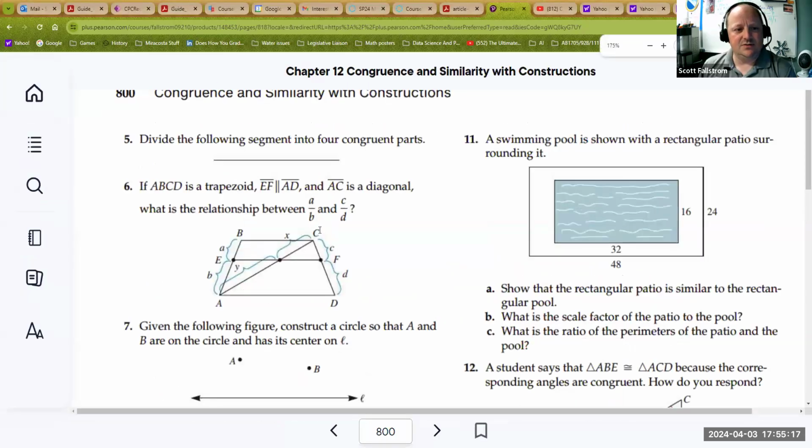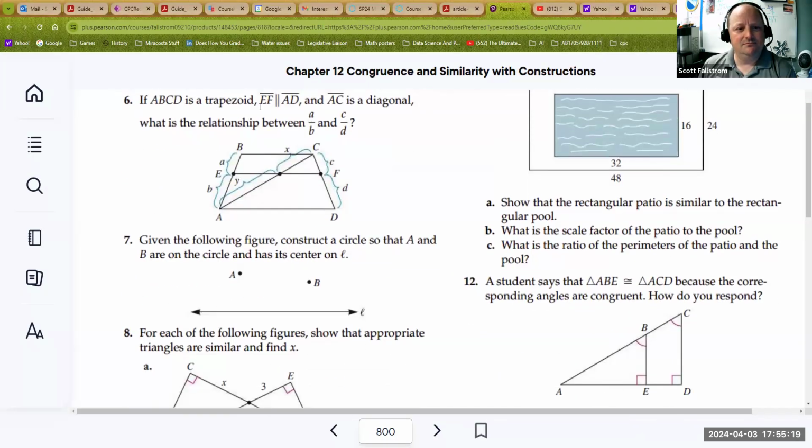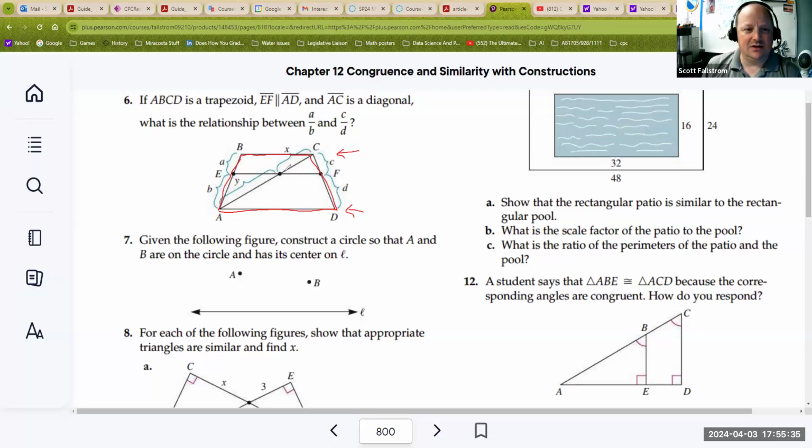I'll zoom in on this one, but we have a trapezoid. So ABCD is a trapezoid. As you're sketching this out, remember what a trapezoid is. A to B to C to D, this shape right here is a trapezoid. And that means we have at least one pair of parallel lines. And from the image, we can see that it's BC and AD.